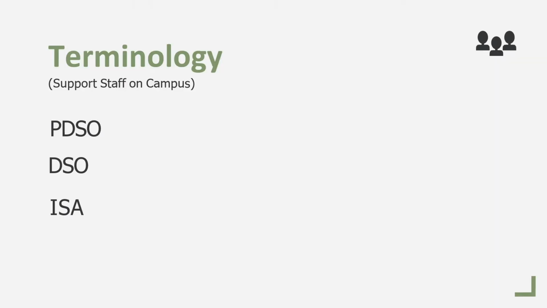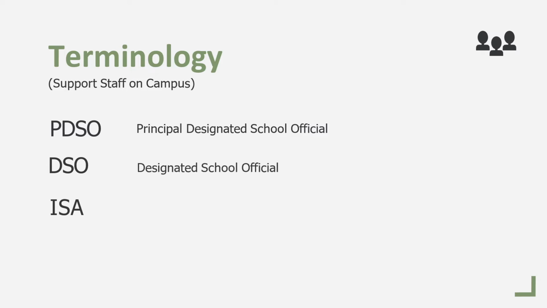PDSO stands for Principal Designated School Official. I am the PDSO at Scripps College. DSO stands for Designated School Official, and ISA stands for International Student Advisor. I'm also ISA in addition to PDSO.